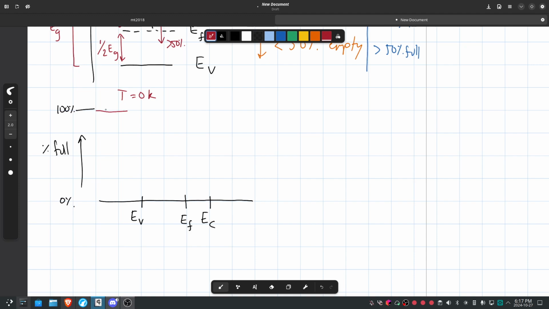So T is equal to 0. It's going to look a bit like this. Now, I'm going to note here in a big black asterisk how it would look.